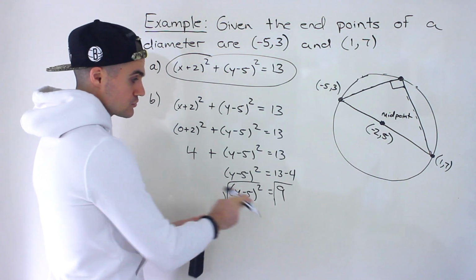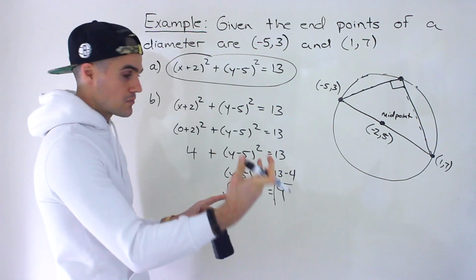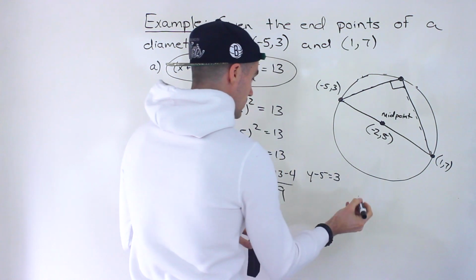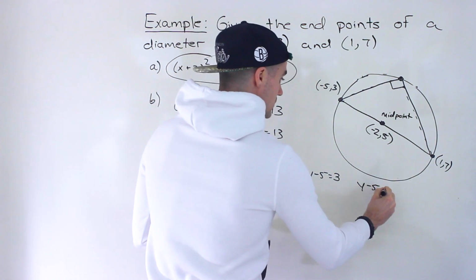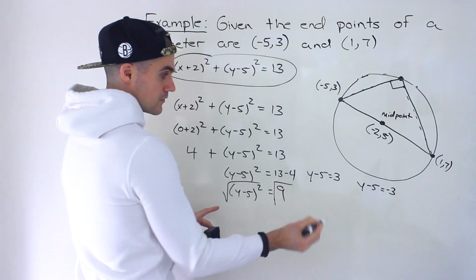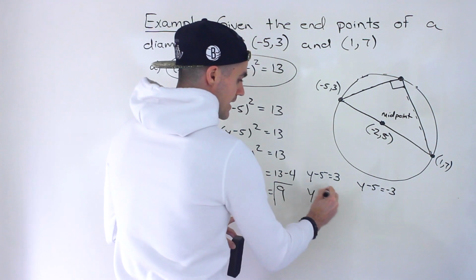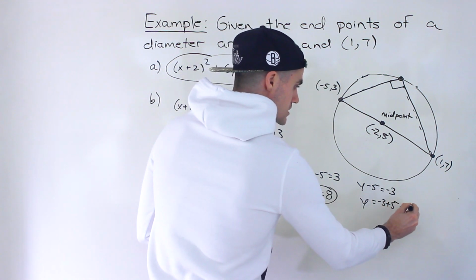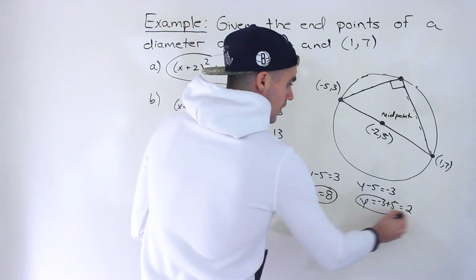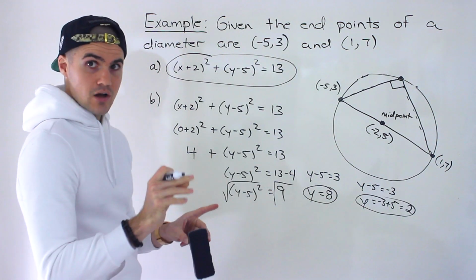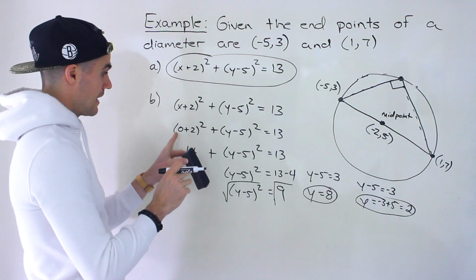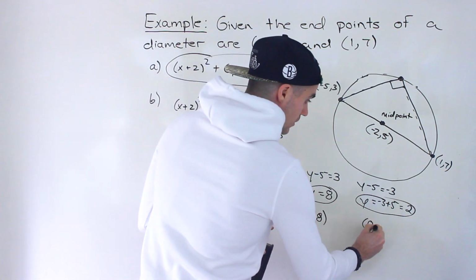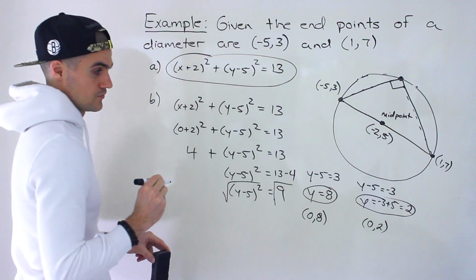Now, there's actually two solutions because the square root of 9 is either plus or minus 3. So we can either say y minus 5 is equal to positive 3, or y minus 5 is equal to negative 3. Right, so y can either be 8, or y can be negative 3 plus 5, which would give us 2. So there's actually 2 points on this circle that have an x value of 0. So either 0 and 8 or 0 and 2.